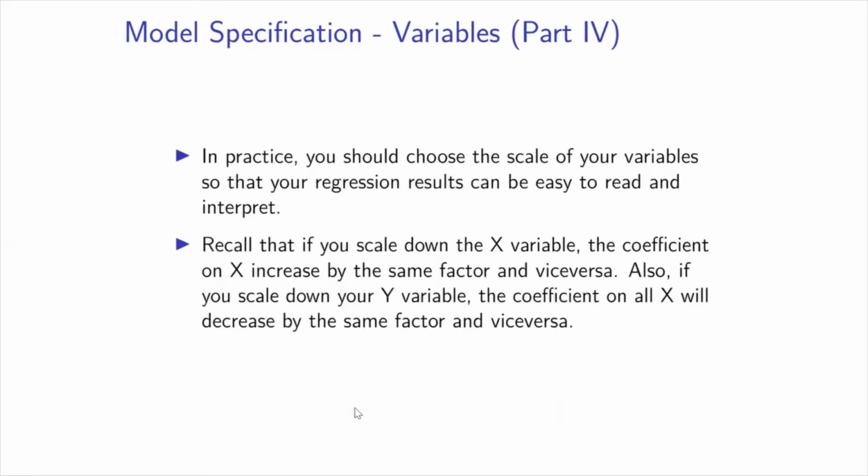Another thing to remember when you run regressions is to make sure that the unit of measurements for your variables are easily interpretable. For example, you might want to scale down your x and y variables from millions to hundreds of thousands, if that makes the interpretation for your coefficients more straightforward.